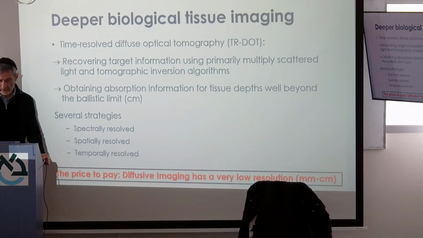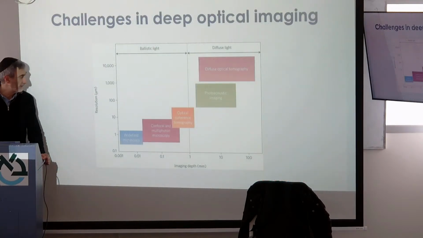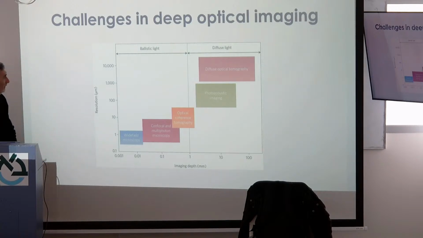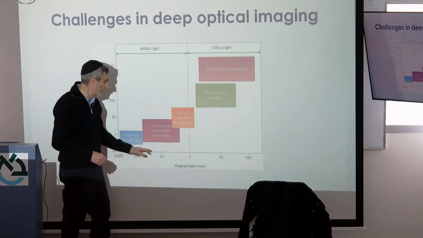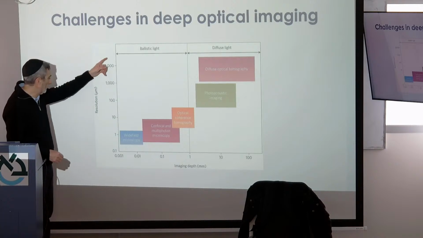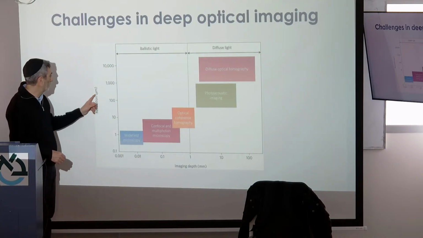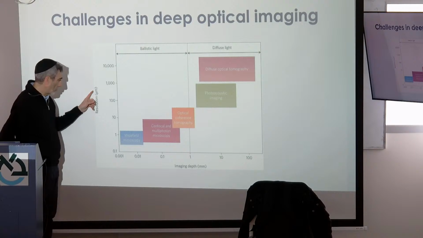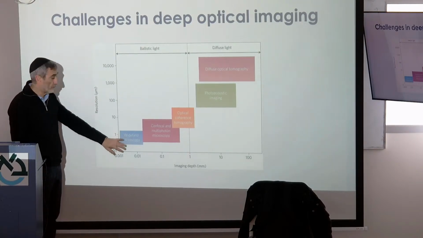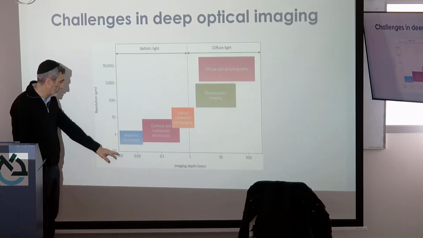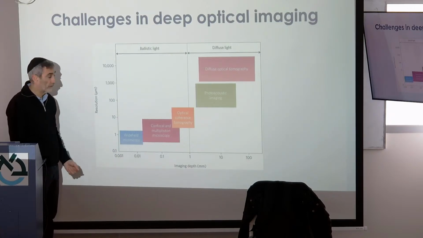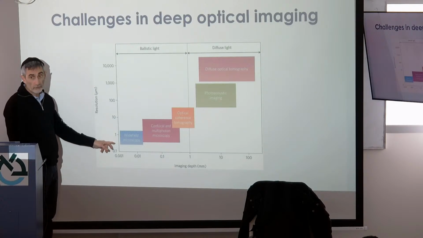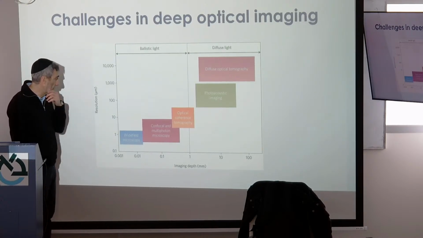You can summarize the different techniques in this diagram. This diagram shows you how deep you can go to image, the imaging depth as a function of the resolution. The resolution is in microns. Standard wide-field microscopy is able to probe no further than a few microns, but with a very good resolution. We are talking about microns.